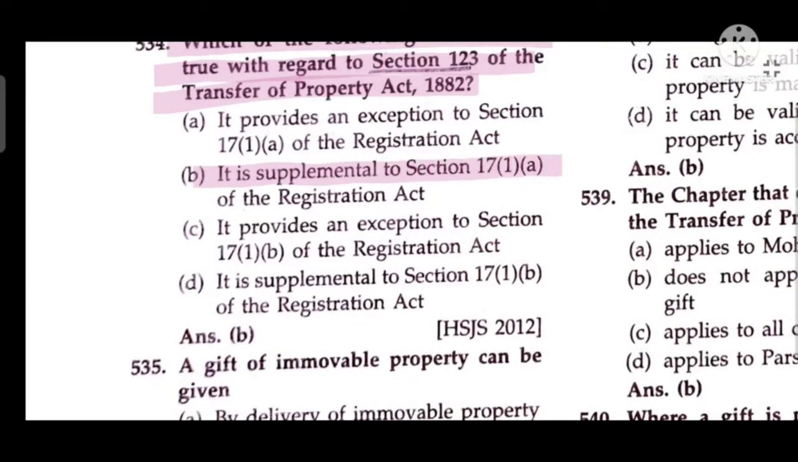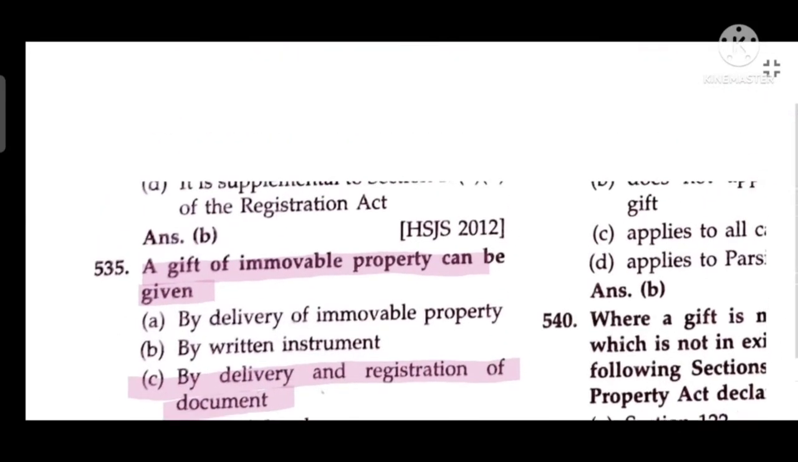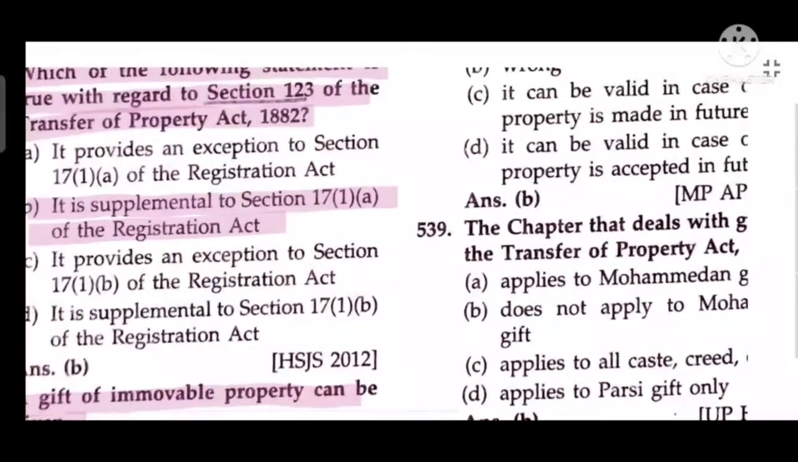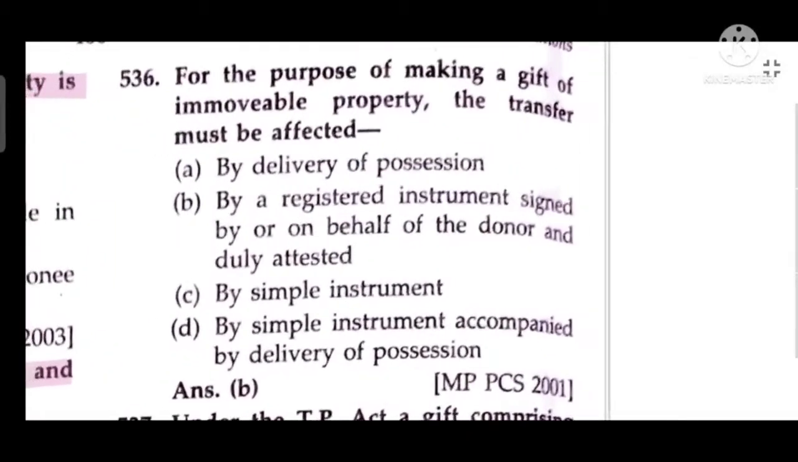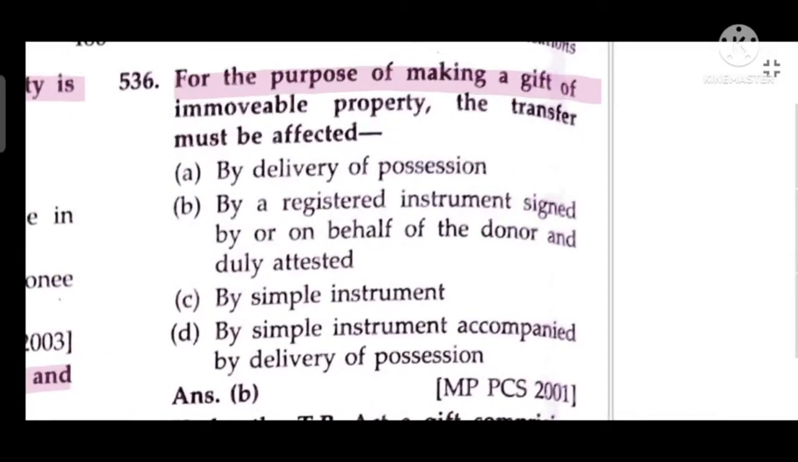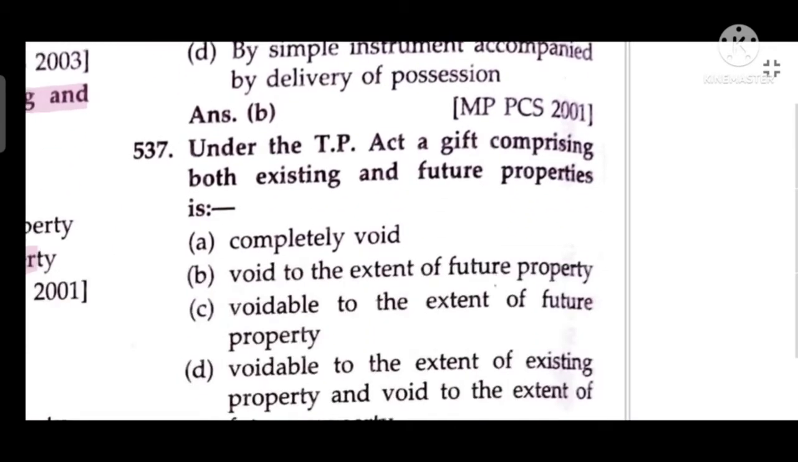Which of the following statements is true with regard to Section 123 of the Transfer of Property Act 1882? It is supplemented by Section 17(1)(a) of the Registration Act. Gift of immovable property can be made by a registered instrument. For making a gift of immovable property, the transfer must be effected by a registered instrument signed by or on behalf of the donor and duly attested.